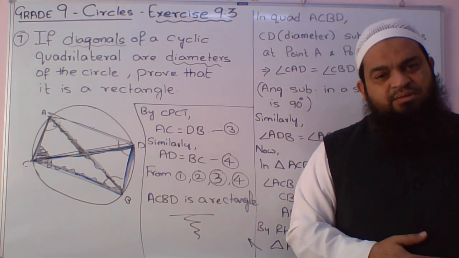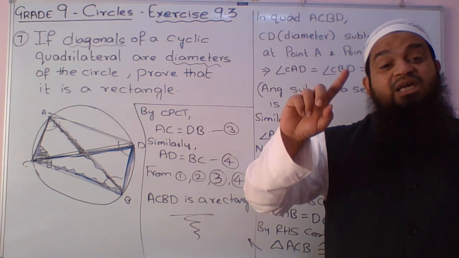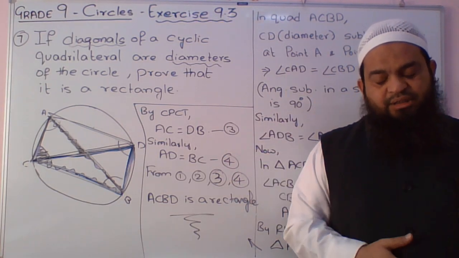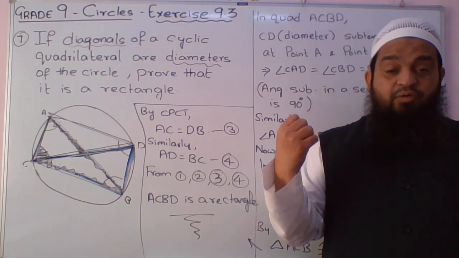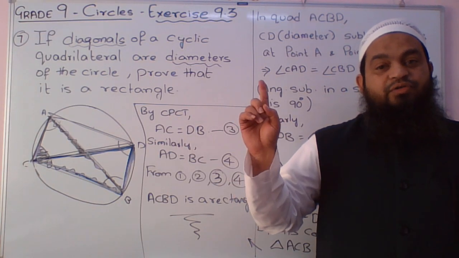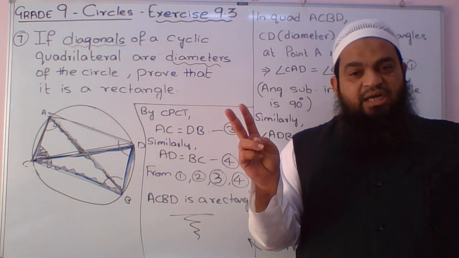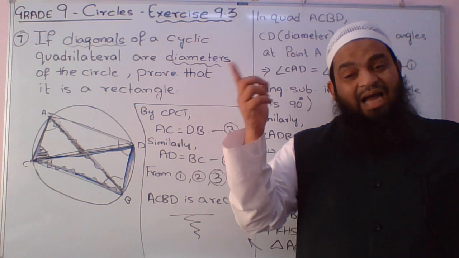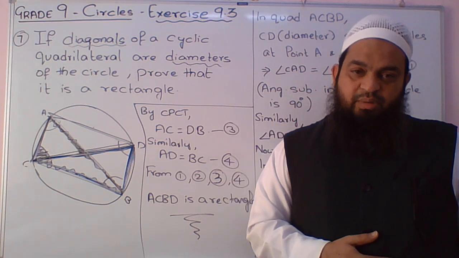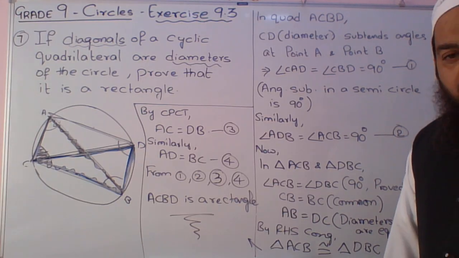If it is a rhombus, you have to prove it is a parallelogram and all sides are equal. All sides are equal, not opposite sides. And if you are asked to prove a square, what are you supposed to prove? You are supposed to prove it is a parallelogram first, and all sides are equal and the angles are 90 degrees. Understood, my dear students? So this is it. Understand the concept.